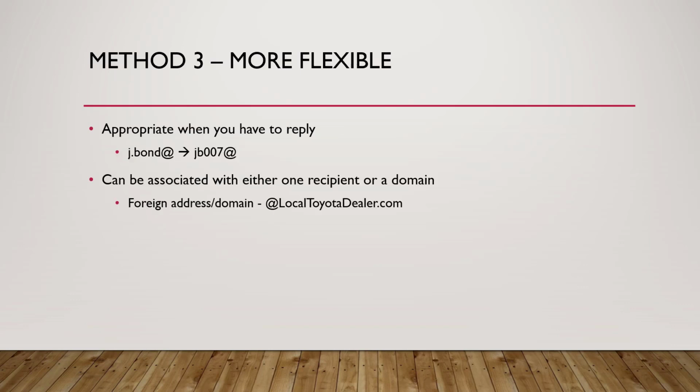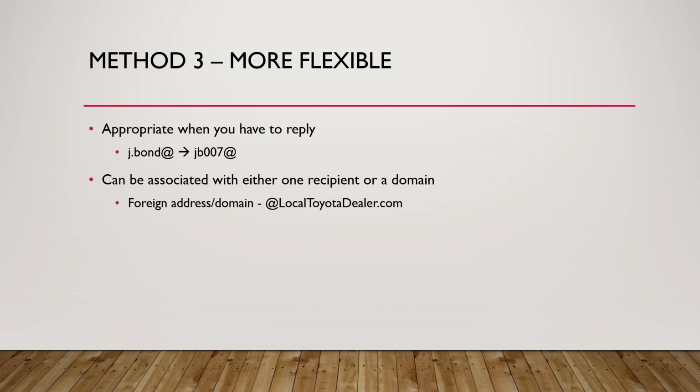Now let's take a look at the third method. In this example, Mr. Bond wants to buy a car. Rather than reaching out to the dealership with his real email address, he uses a temporary email address called JB007. In this example, Mr. Bond will need to both send and receive as JB007.